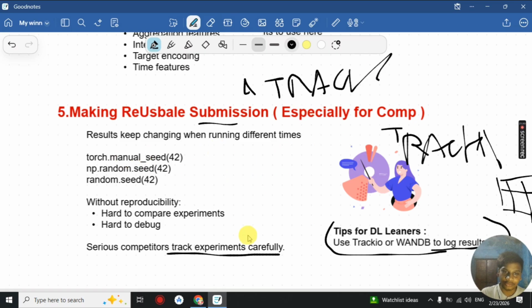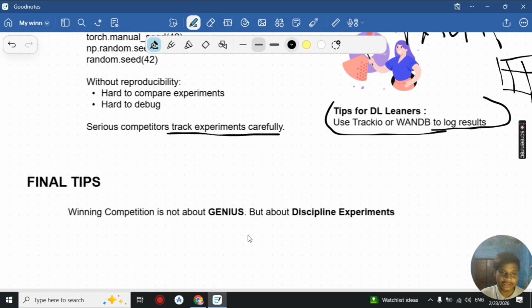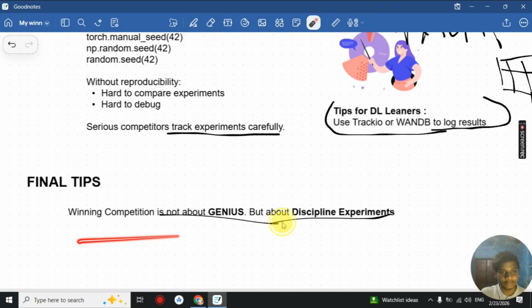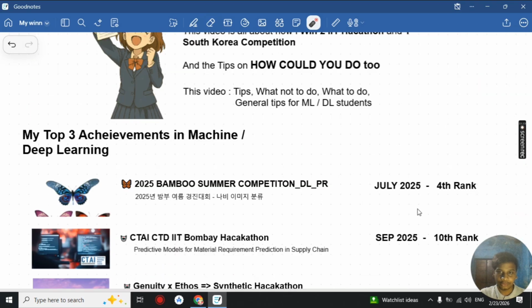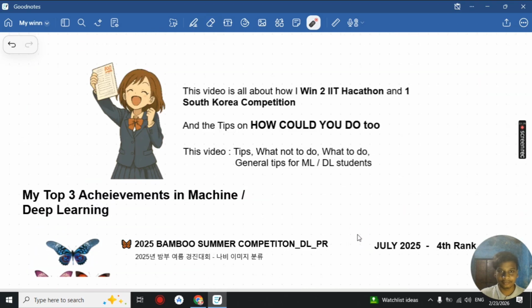Okay, so my last and final tip is that winning a competition is not about genius but about disciplined experiments. Machine learning is not about luck but a harmony of three things here. One is discipline, second is experimentation, and third is error analysis. Okay, so these three things are the only things you need to become a very great machine learning engineer or deep learning engineer, as far as my experience and the AI engineers I have made friends with so far.